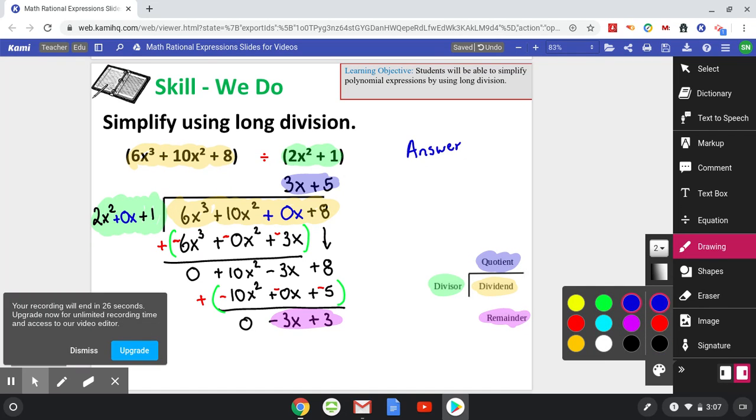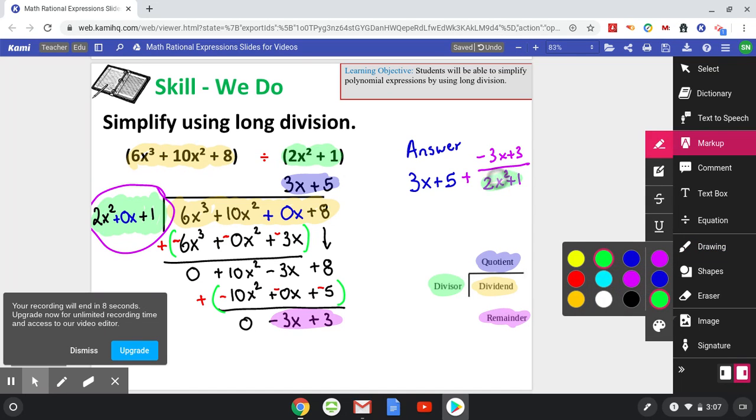The answer would be the quotient, 3x plus 5. And we will also be adding the remainder, negative 3x plus 3. However, we will be placing it over the divisor, over 2x squared plus 1. So if I highlight, this is the divisor, this is the remainder, and this is the quotient.